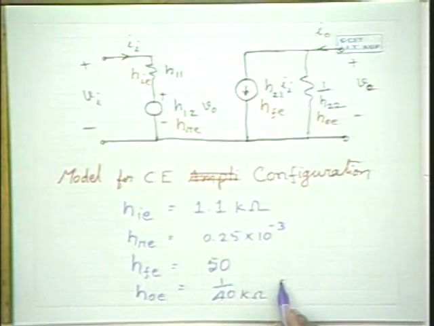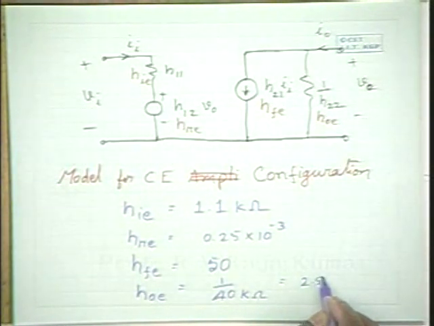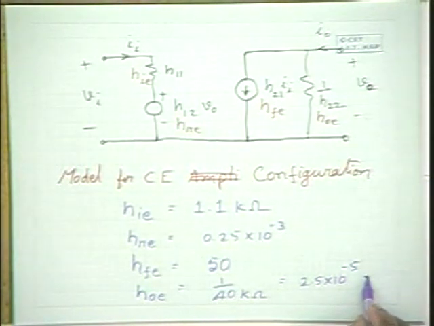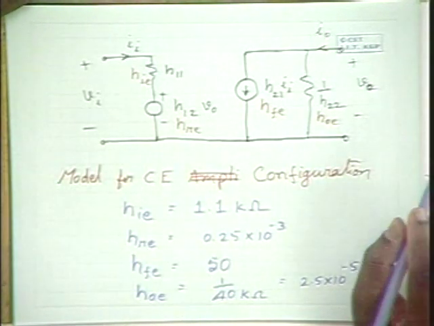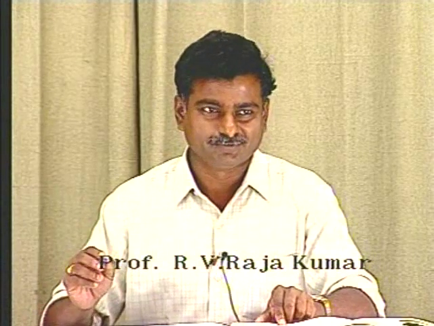HOE is admittance. 1 by 40 kilo ohms means it is 2.5 into 10 to the power of minus 5 mhos. So these are the typical values for the H parameters. Now if you want to analyze an amplifier circuit where a transistor is used, you replace the transistor by this model and analyze the circuit for current gains, voltage gains, input impedance, and output impedance, and so on.